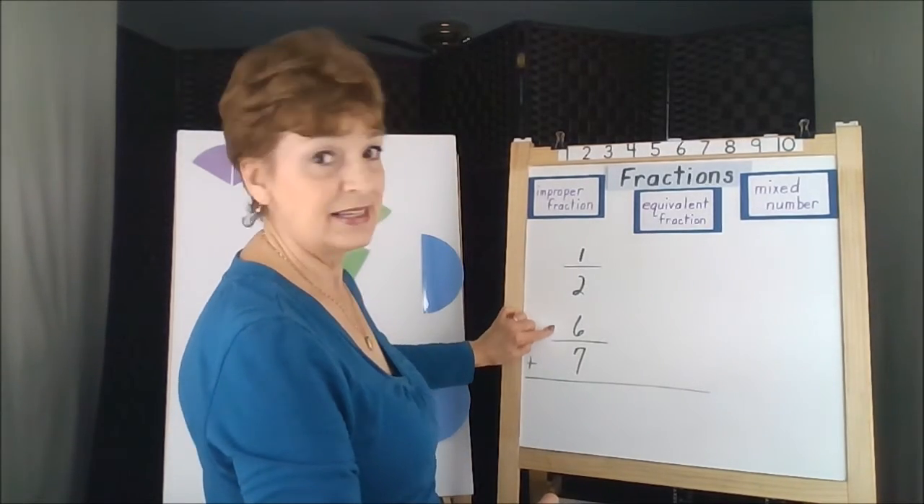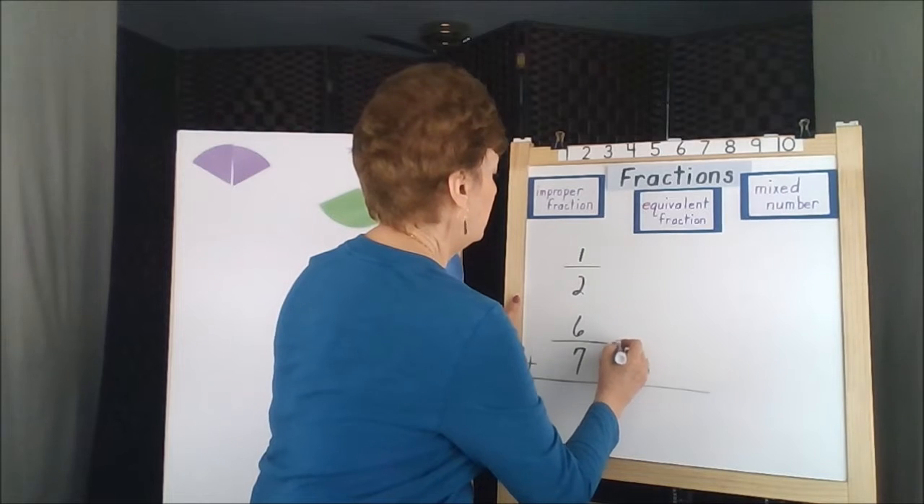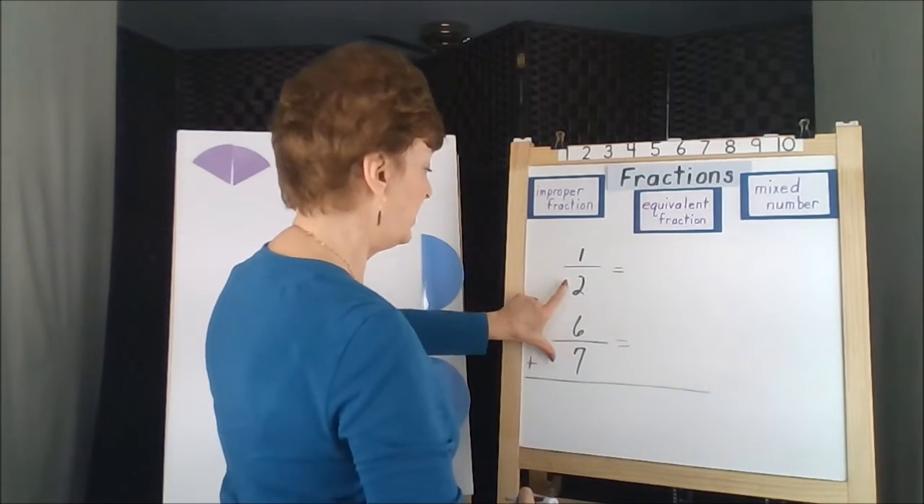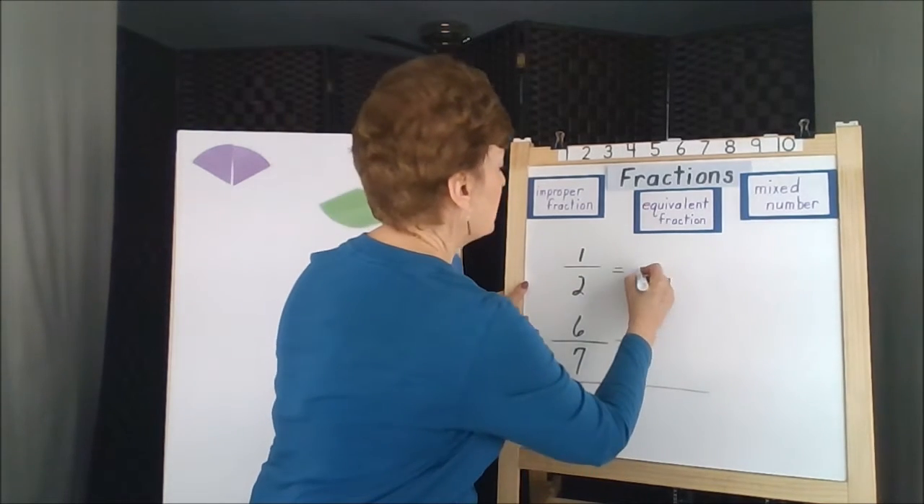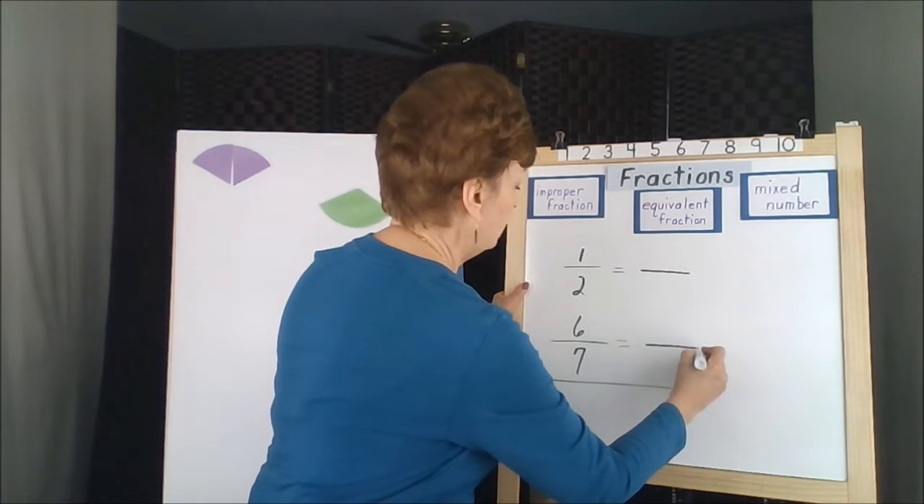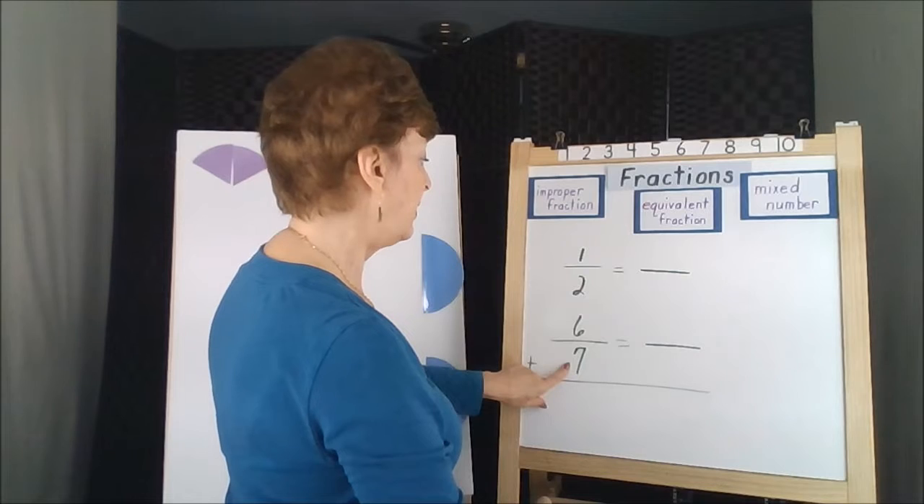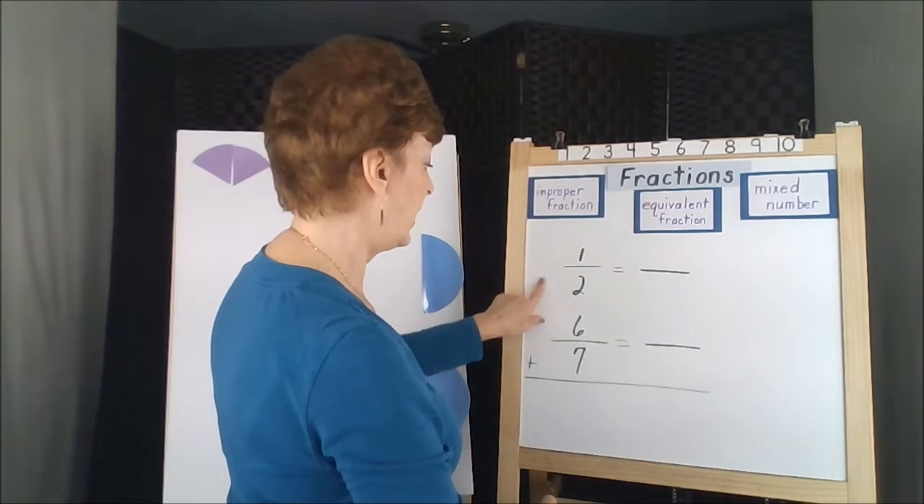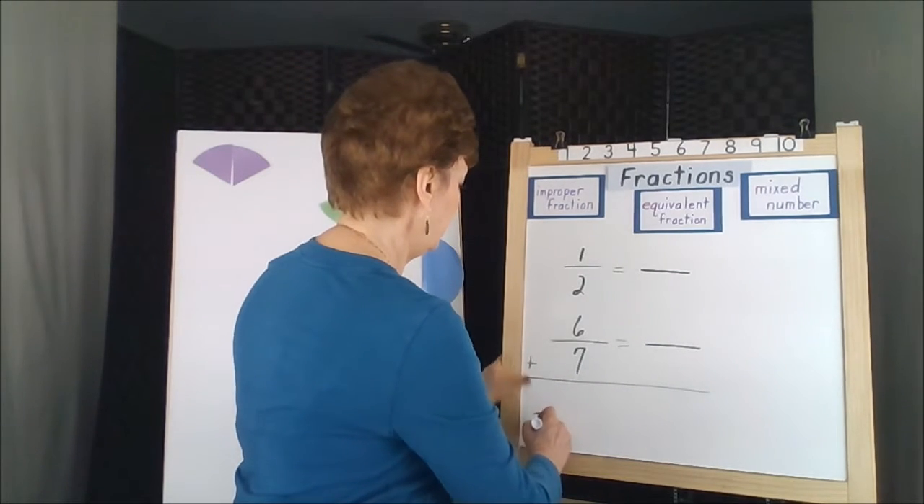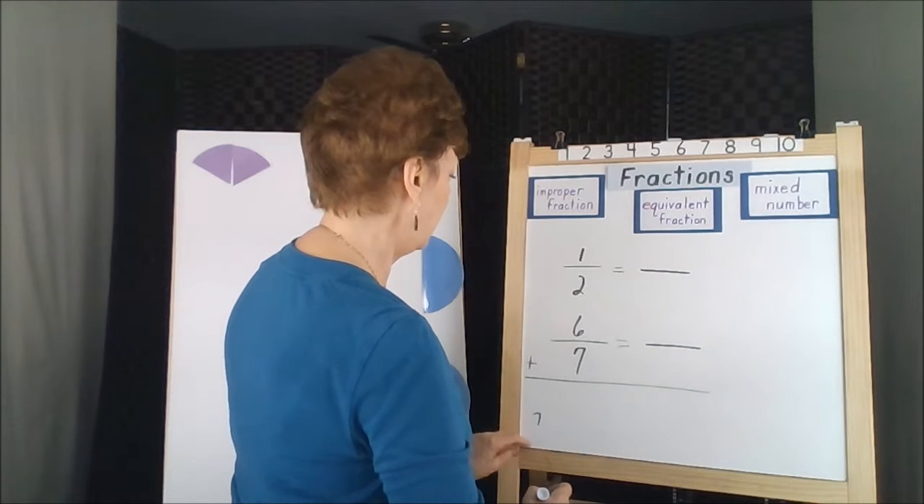1/2, 6/7. We will need a common denominator. So we'll set up our paper. Look at the 7. Can we do anything to times 2 by to get a 7? No. We're going to move on then.